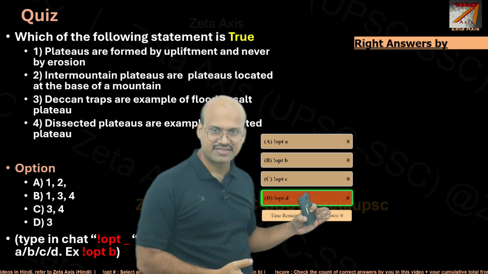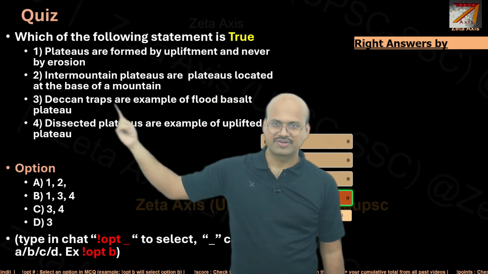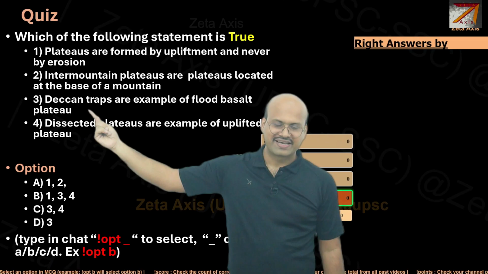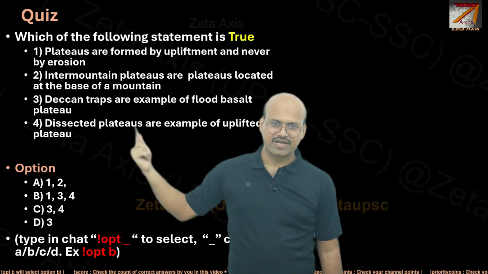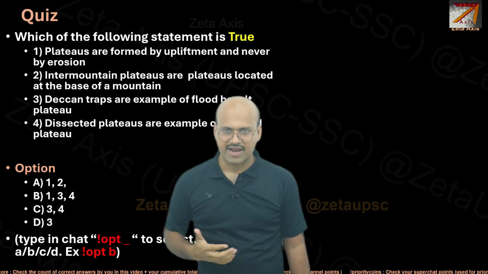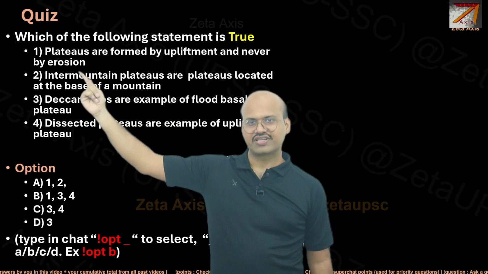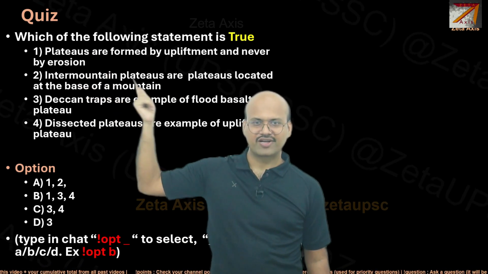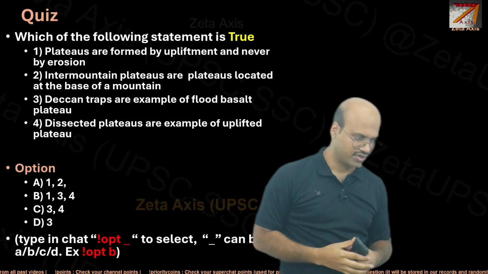The right answer is D, and D says that Deccan Traps are an example of flood basalt plateau. This is the only right statement. Why? Because dissected plateaus are not an example of uplifted plateau. They are basically erosional plateaus. Plateaus are formed by upliftment as well as erosion, so erosion can also form plateaus. Intermountain plateaus are not located at the base of the mountain, but are actually surrounded by mountains.